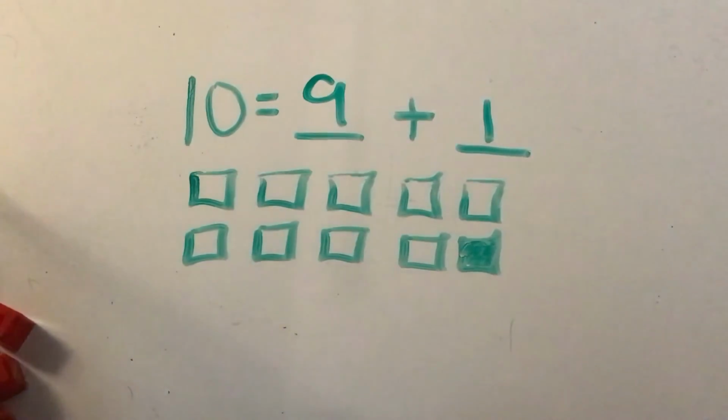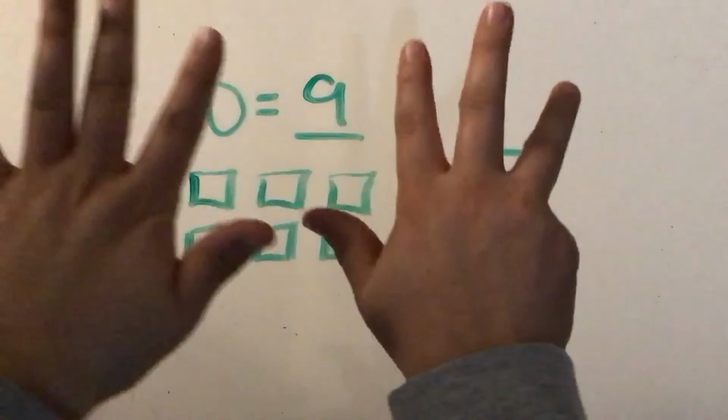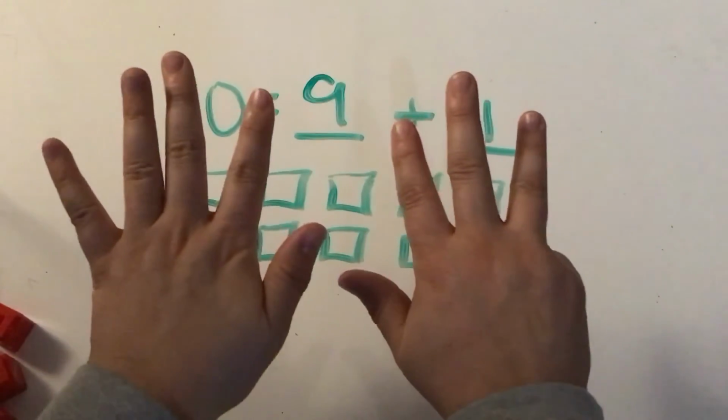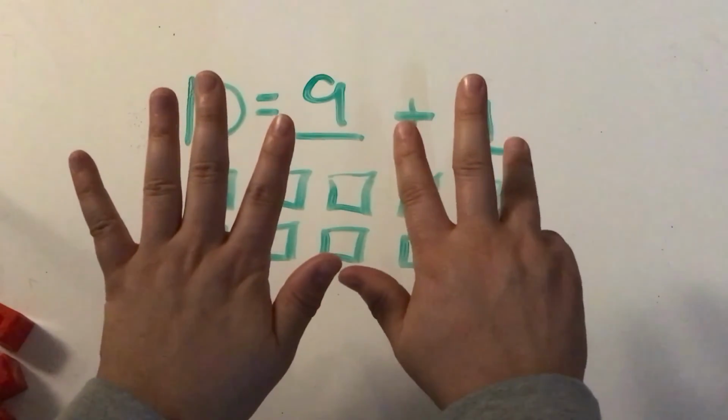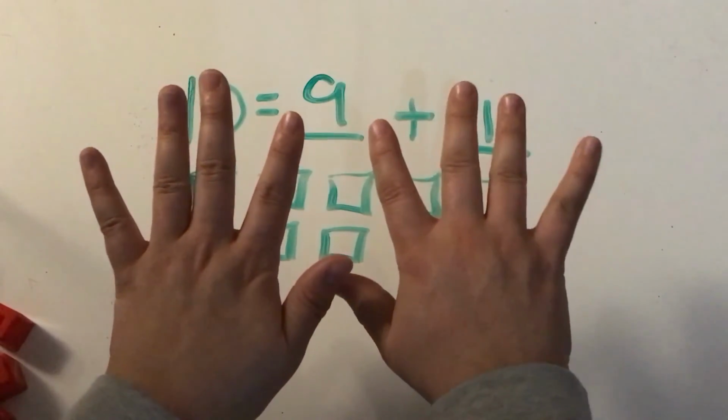Again, you could also use your fingers because you know that you need 10. So if I knew that I had 9 white blocks and I want to get to 10, here's 9, counting on 10, I add 1 finger up.